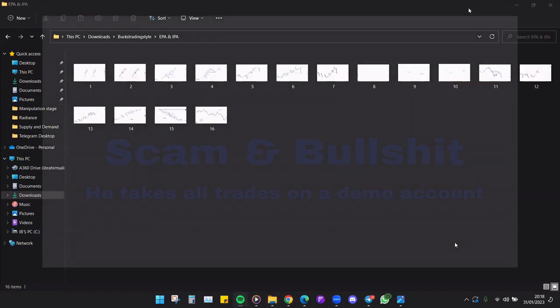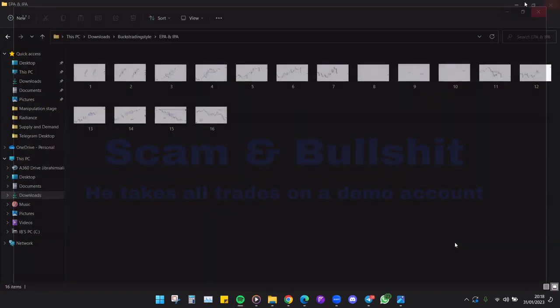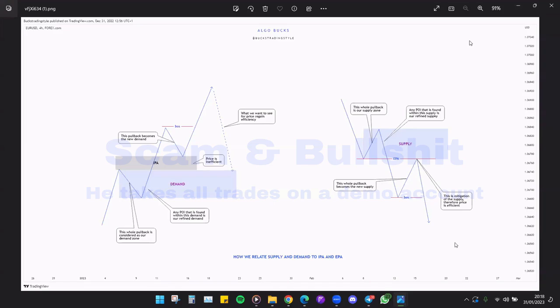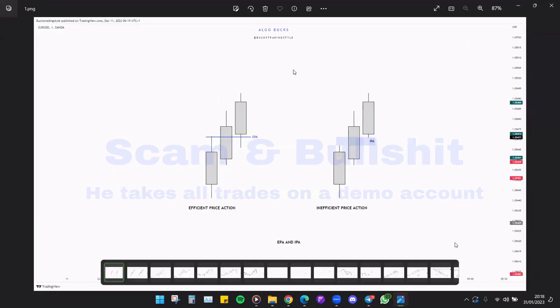So let's see this. Now, this is normal imbalance, we all know, okay? Whereby when price is efficient, you don't see any imbalance. And when price is inefficient, we see this as imbalance. Now, this is for just three candlesticks.